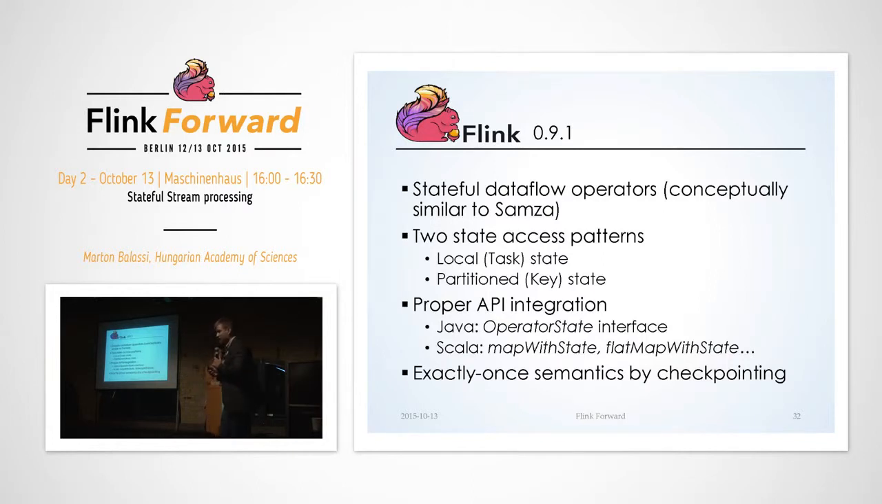Okay, so let's get to Flink 0.9.1. Gabor told you that this asynchronous distributed snapshotting system is triggering the snapshots of the state. And the Flink community decided to give you both something that the Samza solution we've just seen gives you, a local or task access pattern, and a partitioned access pattern that we have seen in Spark, so you can do updates by key. And it has nice integration both with the Java and the Scala API, and I will showcase that in a moment.